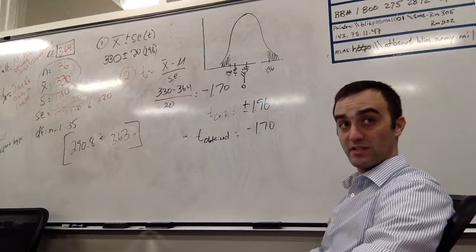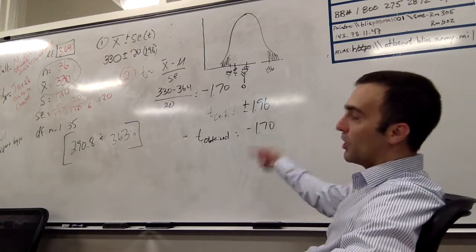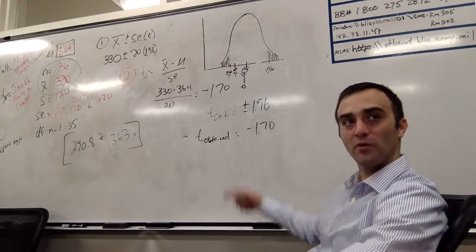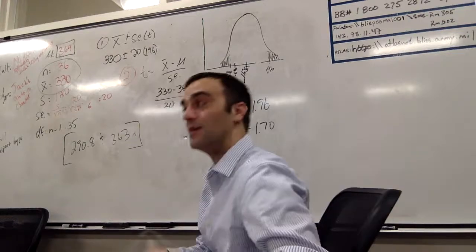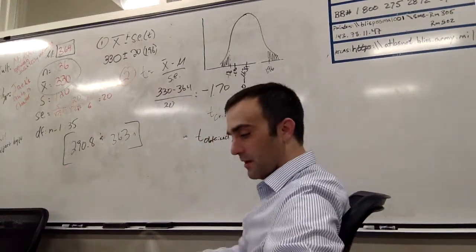We tend to use two-tailed tests because they're the most conservative, and two-tailed tests are harder to reject the null. And if it's harder to reject the null, and you actually do reject the null, you're more confident in your research hypothesis.